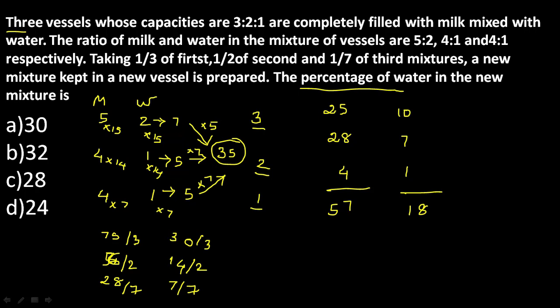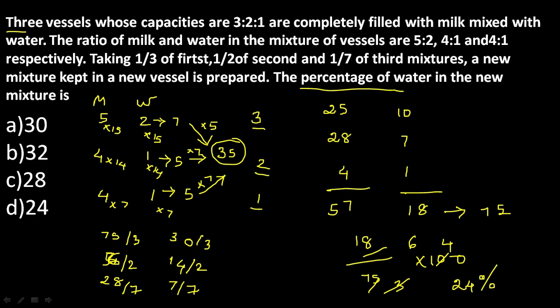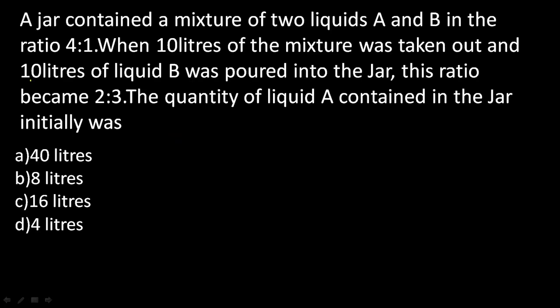Okay, now in this question the water is nothing but 18. So total is how much, 57 plus 18 is 75. So 18 by 75 into 100. And so we will get 3 and 4, and here it is 6. So the answer is 24%.